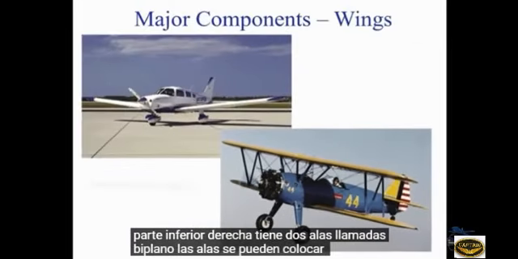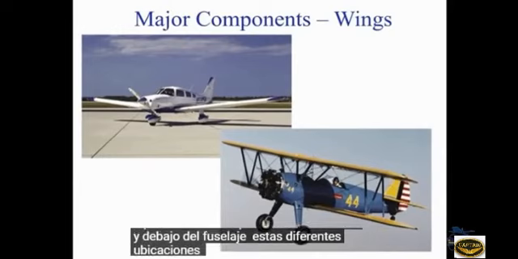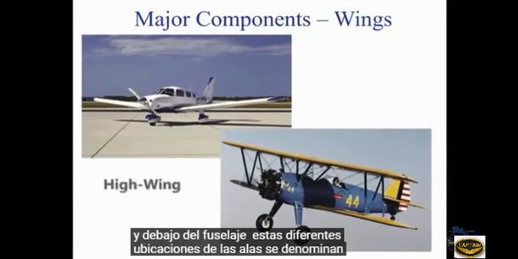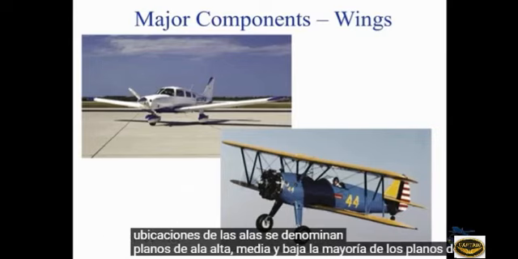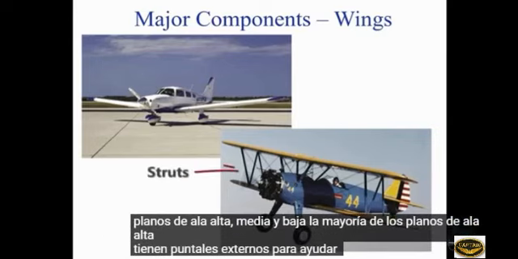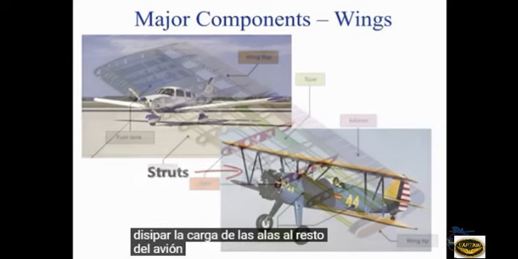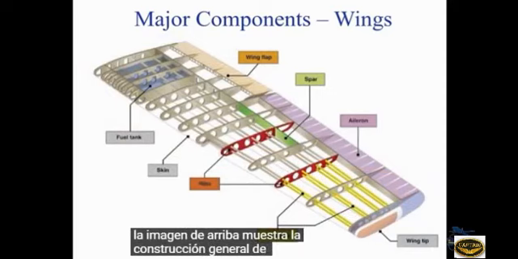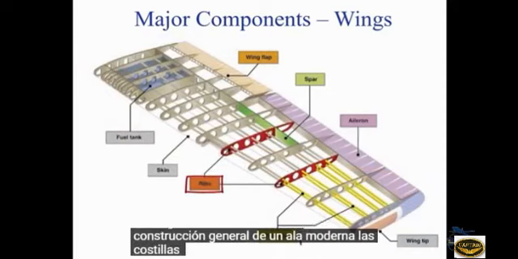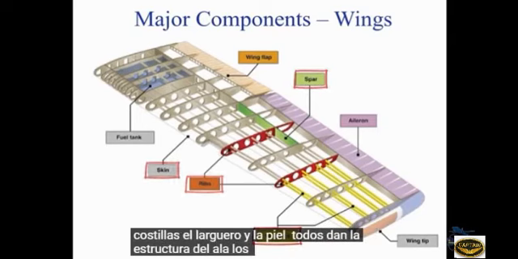Wings can be placed above, on, and below the fuselage. These different wing placements are referred to as high, mid, and low wing planes. Most high wing planes have external struts to help dissipate the wing's load to the rest of the plane. The picture above shows the general construction of a modern wing. The ribs, stringers, spar, and skin all give the wing structure.